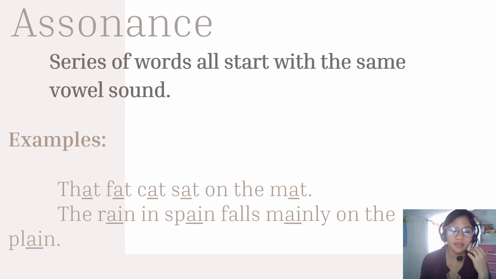Okay? Next example. "The rain in Spain falls mainly on the plain." Again, the sound that is being repeated here is the sound of long A. Okay? The rain in Spain falls mainly on the plain. So therefore, those examples have repeated vowel sounds. That is why this is a good example of assonance, a vowel sound that is being repeated inside the sentence.